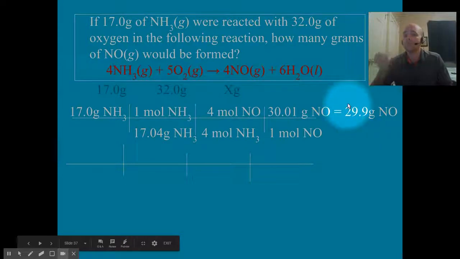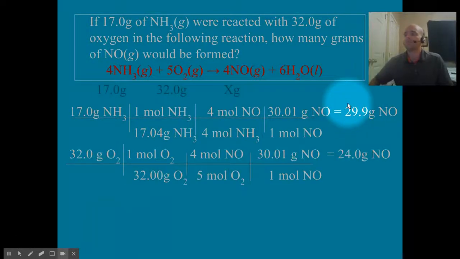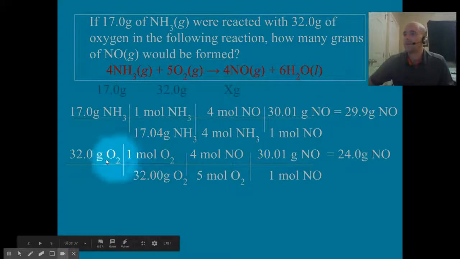Now we'll do it again with oxygen. We'll go from grams to moles, and then we'll go from moles to moles again using the mole ratio from the equation, and then we'll use the molar mass to convert, and we'll get to 24.0 grams of nitrogen monoxide.